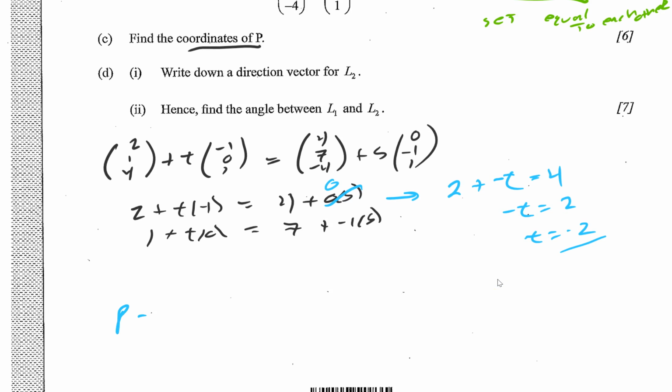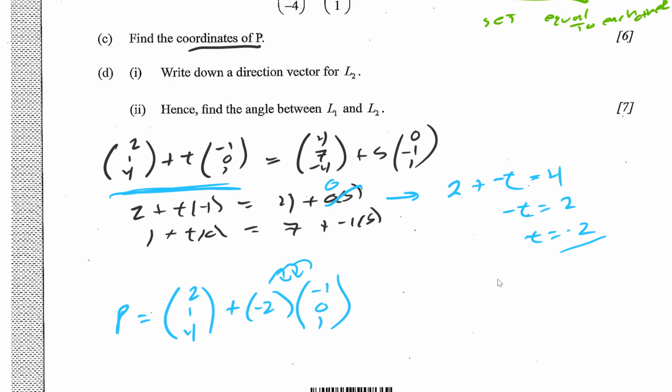So my coordinate P is going to be this: 2, 1, 4 plus -2 times -1, 0, 1. Right? I'm just plugging it back into the equation with the P in it, the T in it. That -2 gets multiplied by all of them, so it becomes 2, 1, 4 plus 2, 0, -2. So I get 4, 1, 2, and that's the coordinates of P.